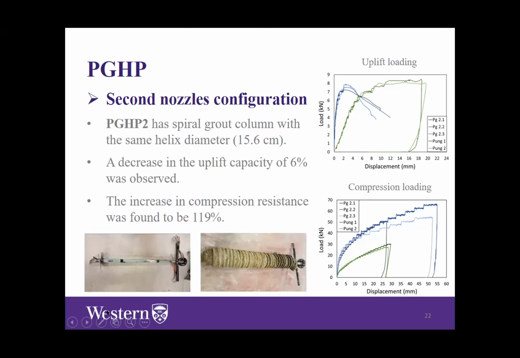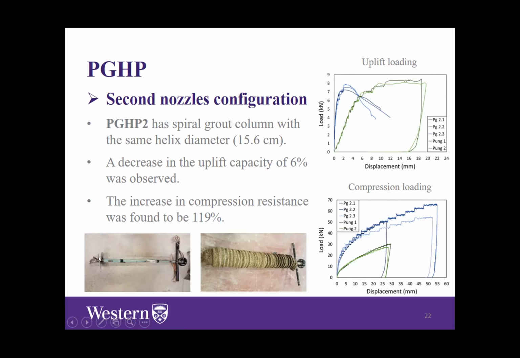For the second nozzle configuration, we observe a very interesting grout shape. The second nozzle configuration has two nozzles below the helix looking downward. We observe the formation of a continuous spiral grout column around the pile helix. The spiral grout column has the same diameter as the pile helix.